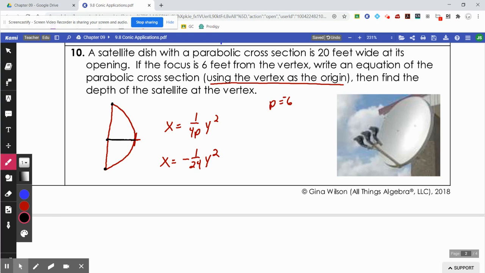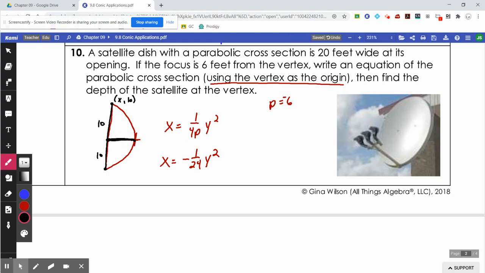It is 20 feet across. So we know that the distance from here over to here is 20 feet wide. So that means that we have a y value right here of 10. We have a y value right here of negative 10. So this is going to be x comma 10, but we don't know that x value. That's what we're looking for, how deep this parabola is.